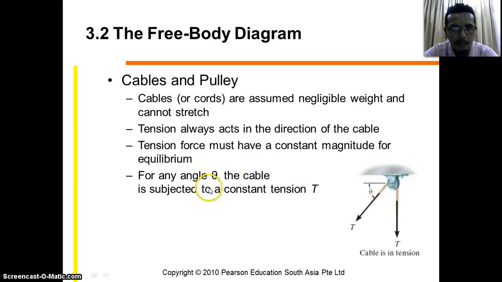Okay, the second one is cables and pulleys. So let's say we have the pulley here. Now we have the cable. We have the tension, because the cable is connected together. The tension is equal, depending on the problem. Cables or cords are assumed to be of negligible weight and cannot stretch. So in our study here, we make an assumption that the cable is negligible weight, and also cannot stretch. The tension always acts in the direction of the cable.